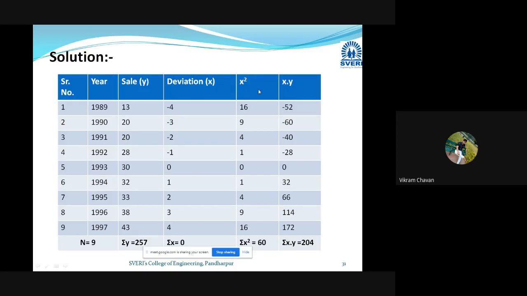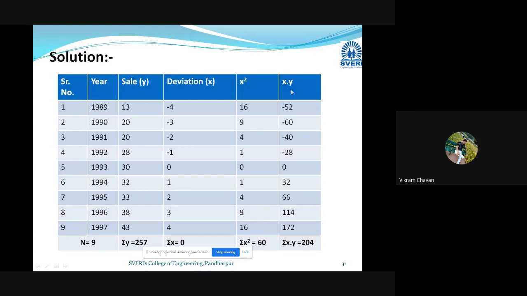Then we have to square up that particular deviation. So the next column is x square. The square of -4 will be 16, the square of -3 will be 9. In this manner, we have to square up all the deviation values, and at the end we have to sum up all these deviation squares. That is nothing but summation of x square. The sum of all these deviation squares will be equal to 60 in this problem.